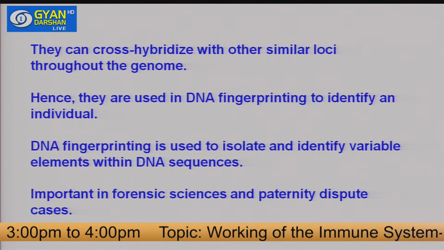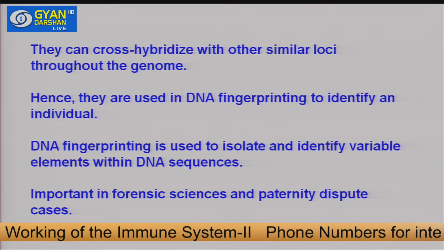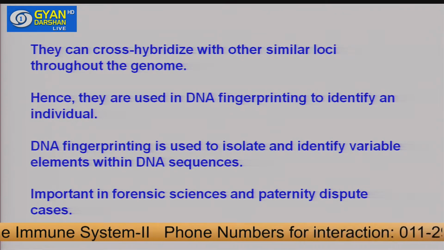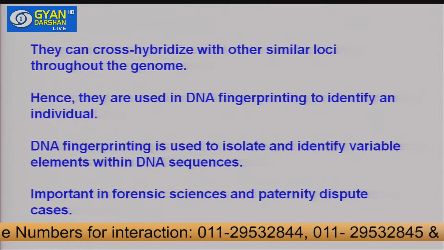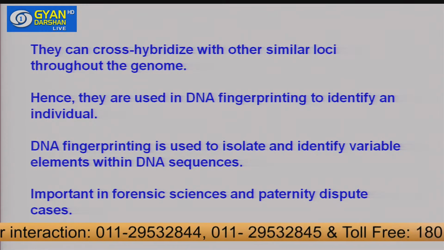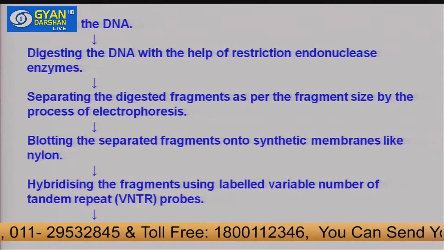So fingerprinting is nothing but a mode of identification. It is used to isolate and identify variable elements within DNA sequences, and this is routinely used in forensic science and in paternity dispute cases, especially in animal biotechnology. So what are the steps?